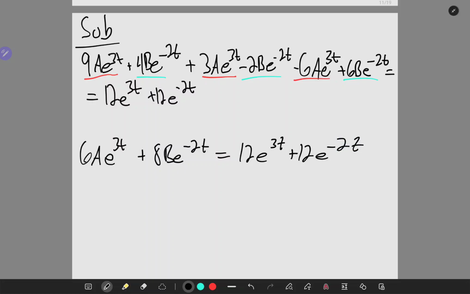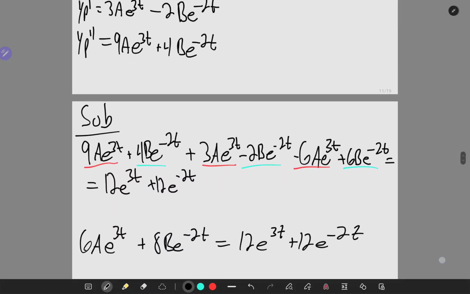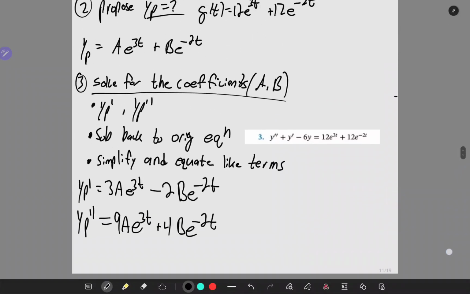Okay, let me make sure this is correct, what I have here. No, it's not. This term is not correct. 4 minus 2. Do I have a sign error here? I do have a sign error. Why do I have a sign error?